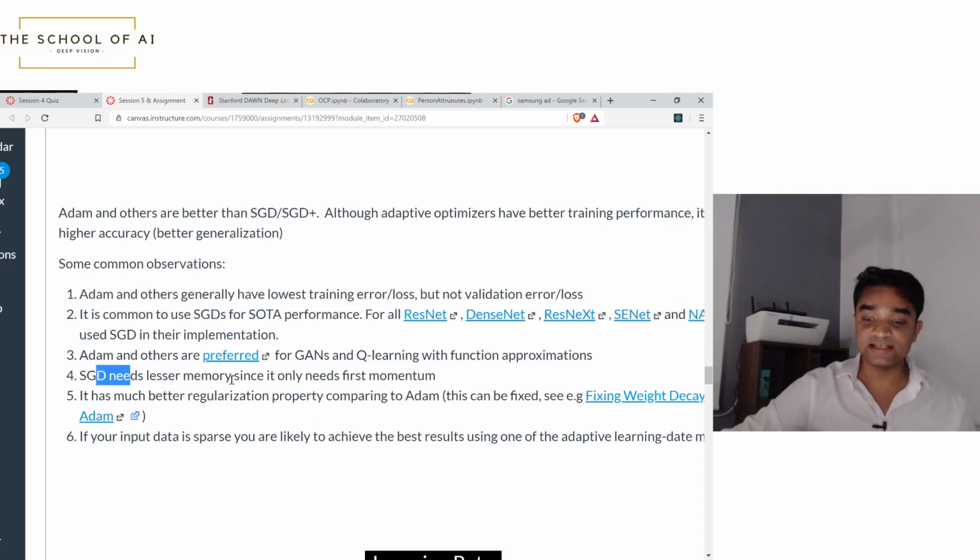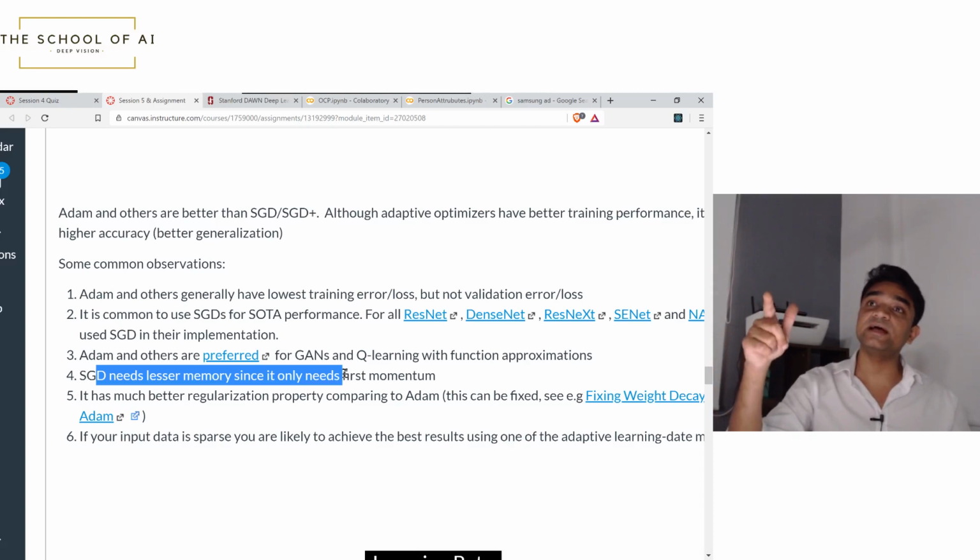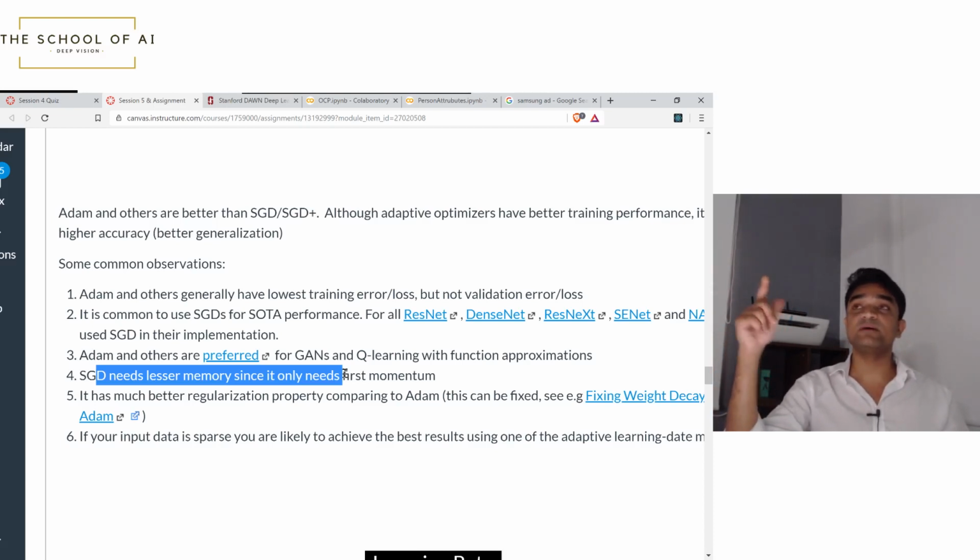Now, SGD needs less memory since it only needs momentum. And please remember, we are calculating a momentum value for each theta, which means if I have 10 million thetas, I have 10 million momentums. Now, let's look at Nesterov. In Nesterov, I need to calculate 10 million momentums and 10 million theta n plus 1s. And if I move to, let's say, RMSprop, I have to now calculate the momentum for the loss value also. So you're adding more complexity, right?